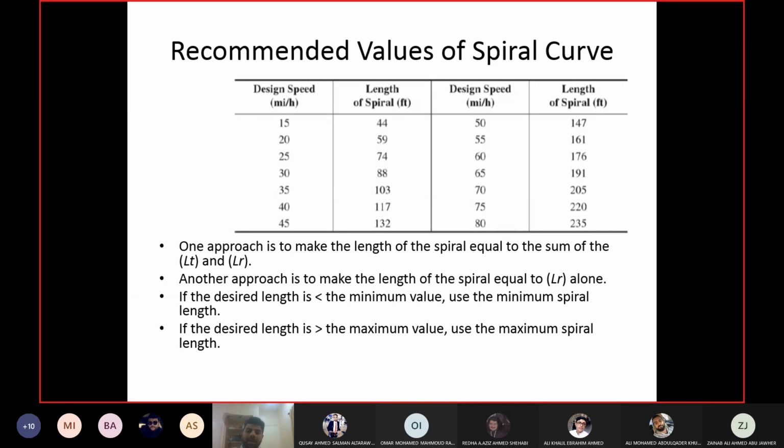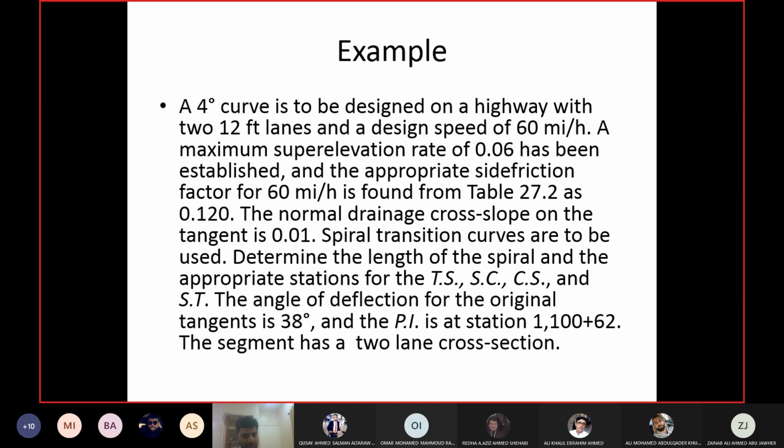Now we have an example which we cannot cover today. In this example we have a curve. The degree of the curve is given, number of lanes are given, the speed is given, the super elevation we want to achieve is given, the coefficient of side friction at 60 miles per hour speed, and the normal cross slope are given, and we have to find out TS, SC, CS and ST. The total deflection angle capital delta is given, PI is given, and it's a 2-lane road.